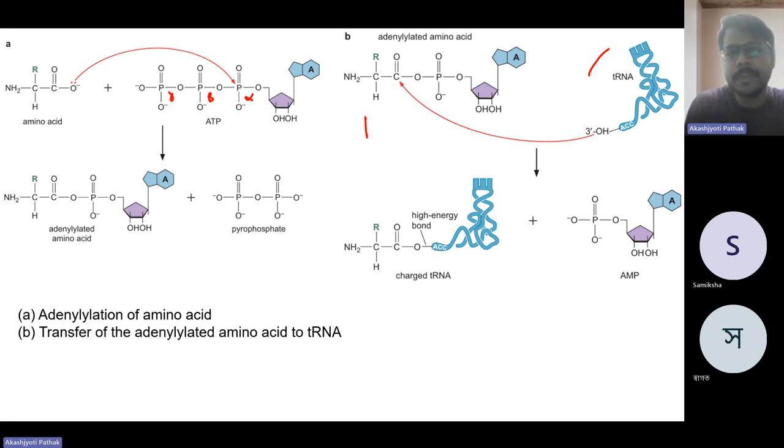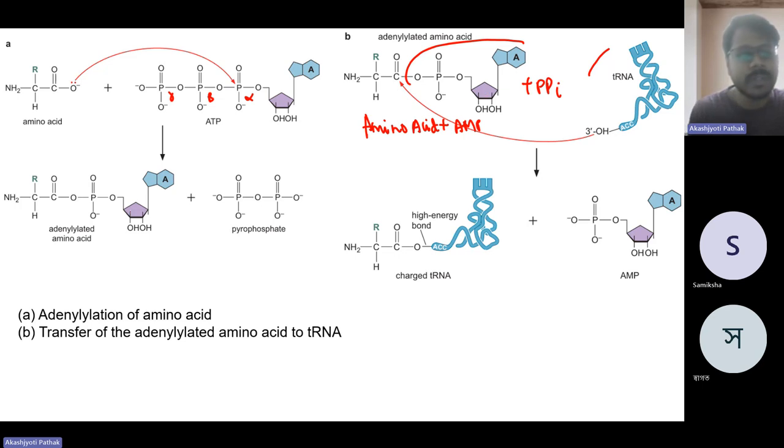So in the first step, what happens? The amino acid is attached to an AMP molecule. So this is your AMP, right? Because the two phosphate molecules have been broken. So PPi, the beta and gamma phosphate, has been broken, and this amino acid attacks the alpha phosphate group. The structure that is formed is what is known as the adenylation of amino acid. So this amino acid is attached to an adenosine monophosphate molecule.